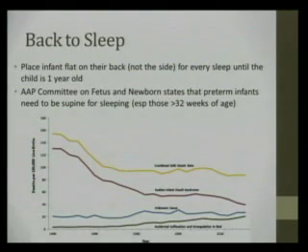So, back to sleep. The Back to Sleep campaign started in 1992, which is when they said, okay, everybody needs to sleep on their back. You need to place their infants on their back, not their side, for every sleep until the child is at least 1 year of age.